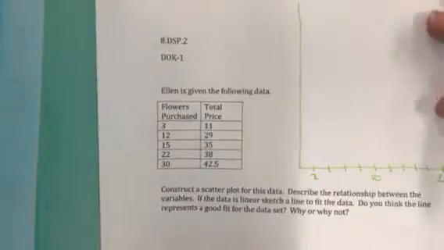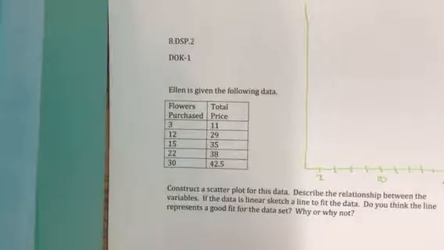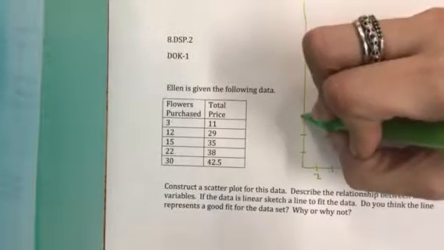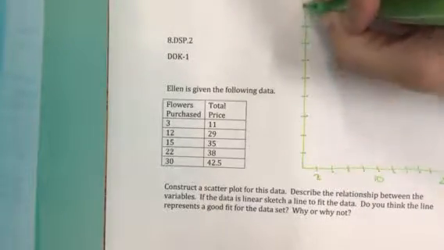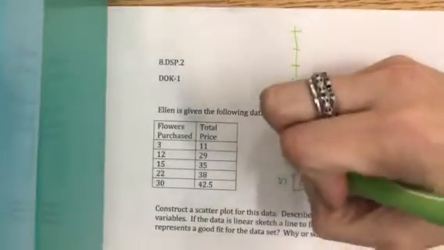On your y-axis, you should have values between 11 and 42.5, so I would choose to count by 5s. Again, it doesn't have to be perfect, just the general idea.